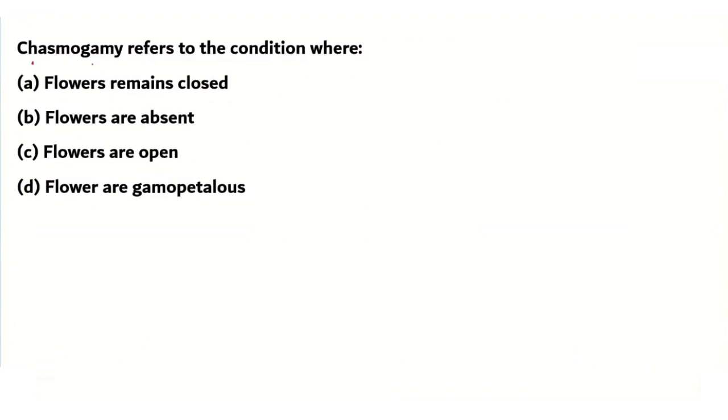Next question. Chasmogamy refers to the condition where flowers remain closed, flowers are absent, flowers are open, or flowers are gamopetalous. Which of these options is correct? Now let's look at option D. Flowers are gamopetalous. Gamopetalous refers to the condition where flowers have fused petals. So option D is not correct.